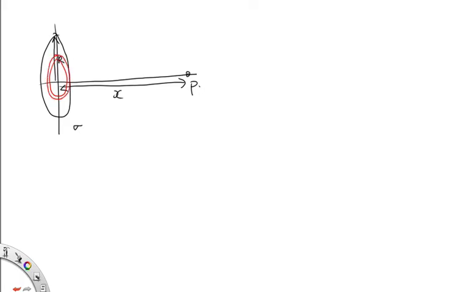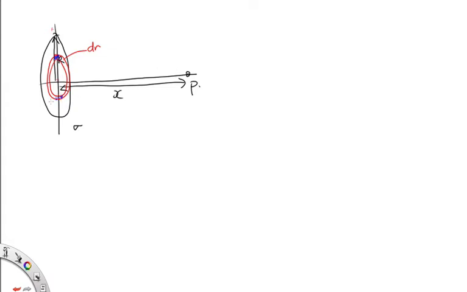So each of these rings will have thickness dr, and we'll be working out how each of the rings contributes to the electric field at P. And then what we can do is sum up all the rings from the radius 0 up to capital R, and we'll end up with our total electric field at P. Okay, so with the rings, we'll consider a point up here on a ring and a point down here on a ring.